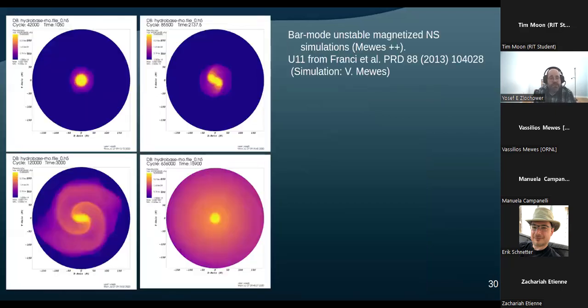So this algorithm does work, and here are some snapshots of an older simulation. Li Wei is currently working on a newer simulation, but basically showing the evolution of a bar mode unstable neutron star, and just showing some snapshots. You can see the expected features of this star, where you start with a symmetric object, develop the bar mode instability, and then eventually you end up with a symmetric object in the end.